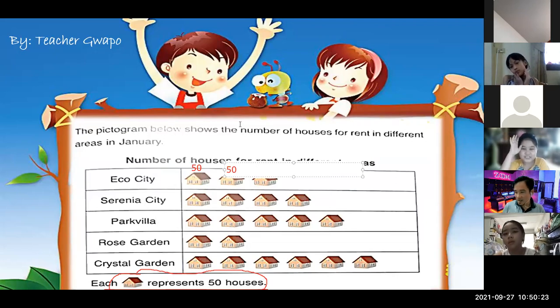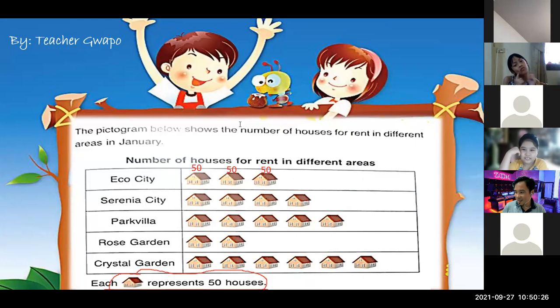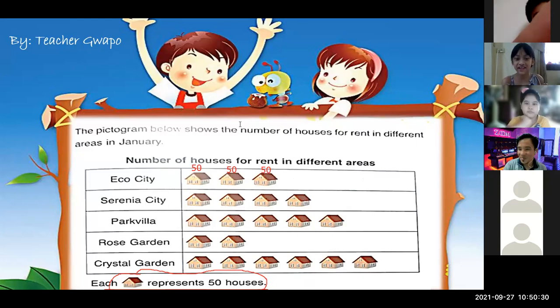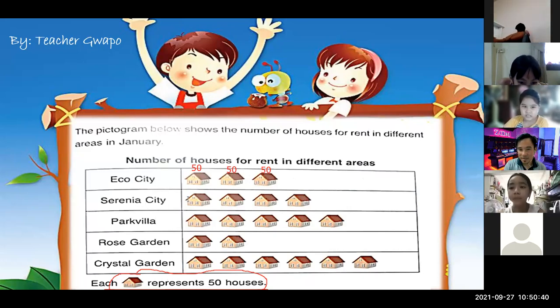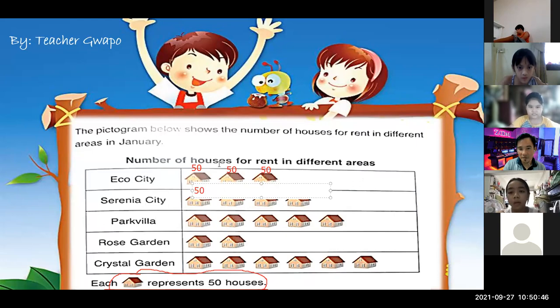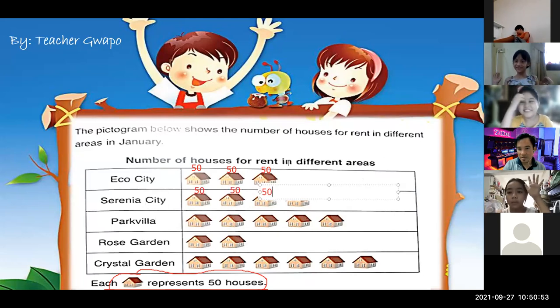So how many houses are there in Eco City? 150. Very good. How about here in Serenia? This one is 50. Another 50. Another 50.